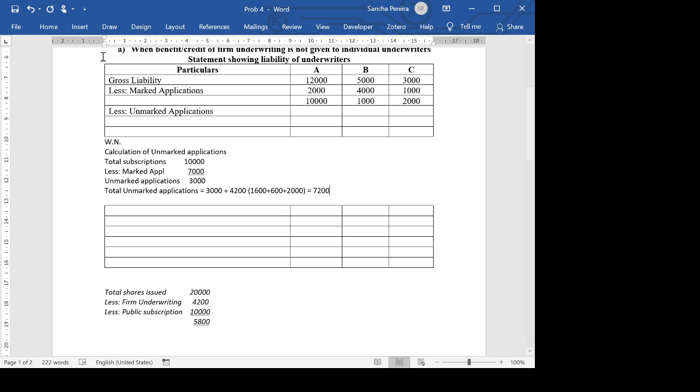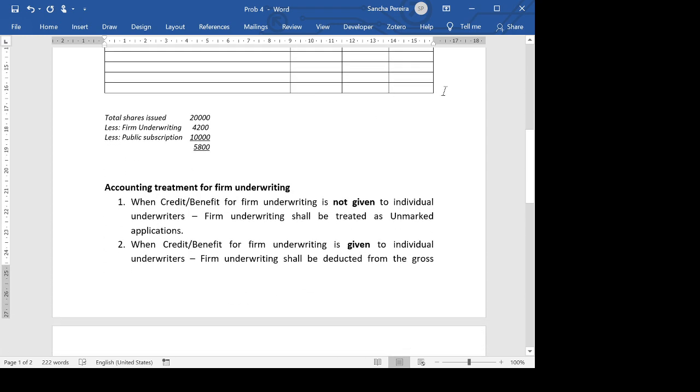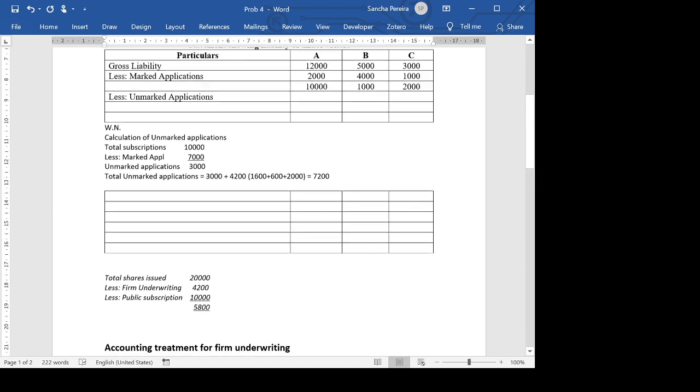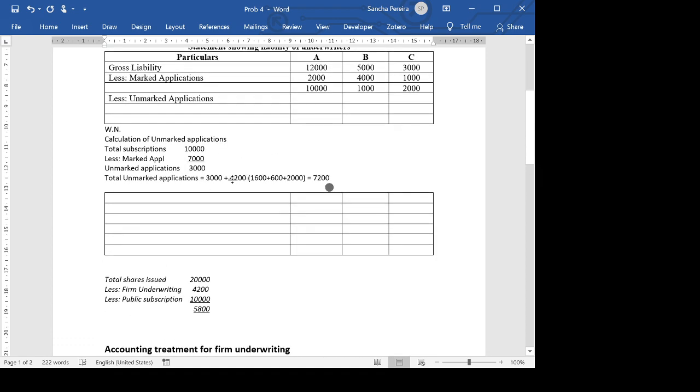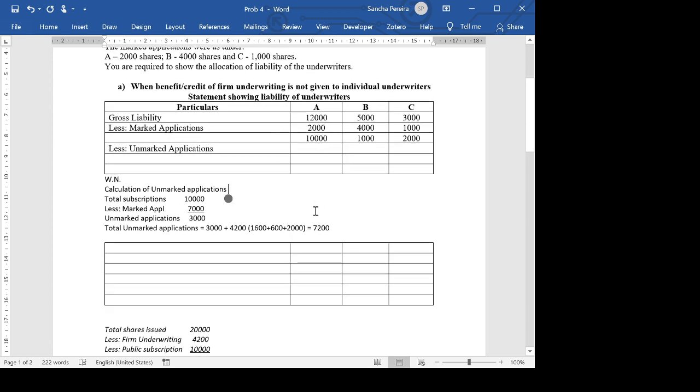What I've done is I found out my actual unmarked applications, and to that I've added firm underwriting. And this entire 7,200 now we are going to minus as unmarked applications. That's the meaning of this. Firm underwriting shall be treated as unmarked applications. The actual unmarked applications are 3,000, but I've added 4,200 because we have firm underwriting, and we are following a scenario where we are treating firm underwriting as unmarked.